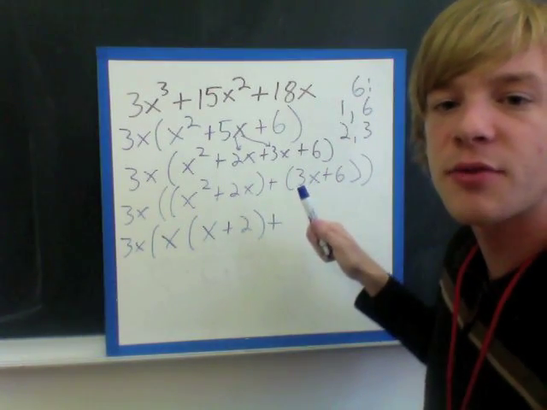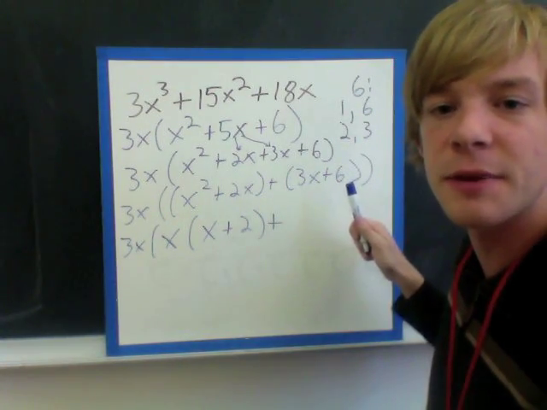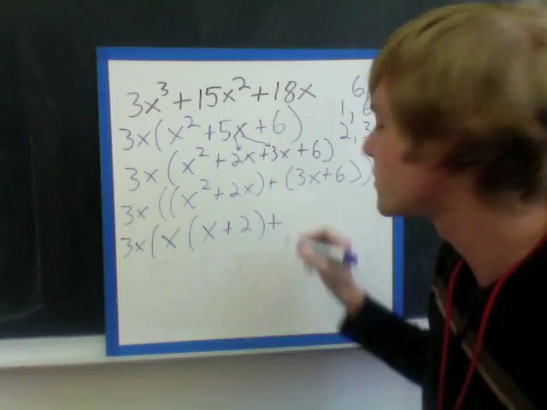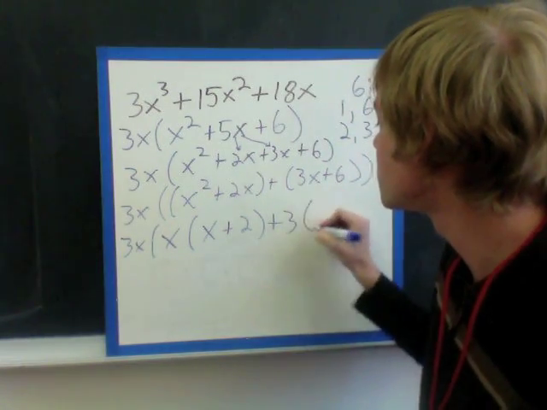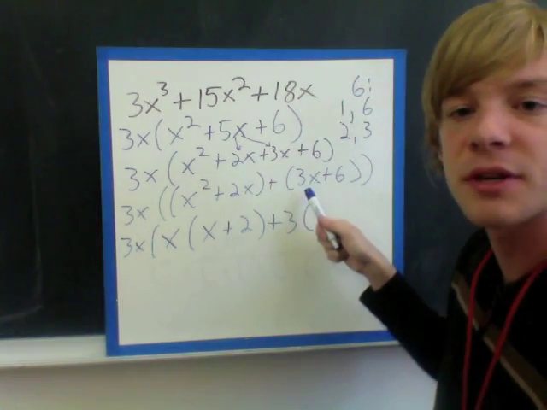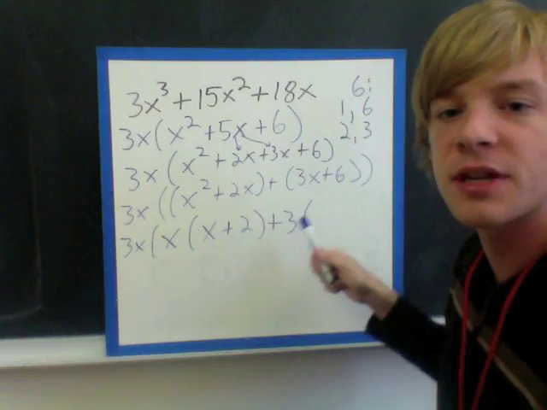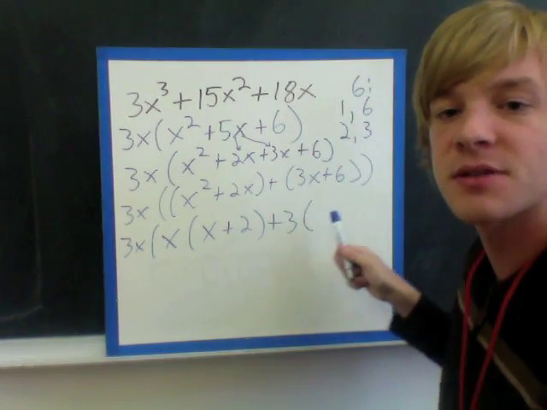Over here, I've got 3x plus 6, and I see I can divide both 3 and 6 by 3. So I'm going to factor out a 3 right here. And when I divide by 3, 3x divided by 3 gives me x. 6 divided by 3 gives me 2. So that means I'm going to have x plus 2.